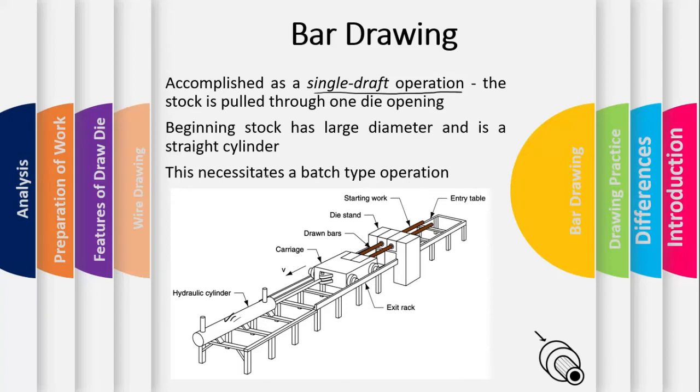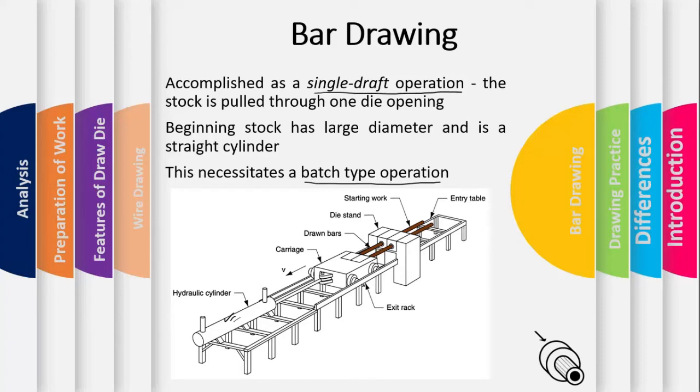This basic scheme of bar drawing necessitates batch type production. As you know, in a batch type operation, we make a batch of products of the same dimension, like we make 1000 bars of the same dimension in length. This type of operation necessitates batch type production.